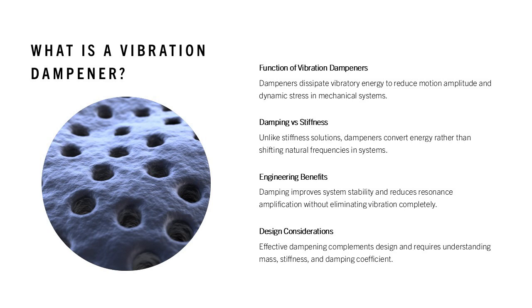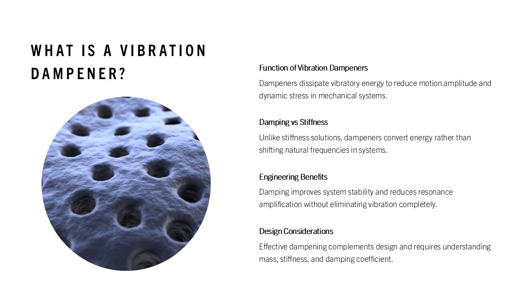From an engineering perspective, damping increases system stability and reduces resonance amplification. Dampeners do not eliminate vibration entirely but control it to acceptable levels. This slide explains damping using fundamental dynamic system concepts such as mass, stiffness, and damping coefficient. Understanding this mechanism helps engineers select appropriate dampening strategies and avoid unrealistic expectations about performance. Properly applied, dampeners complement good design rather than replace it.